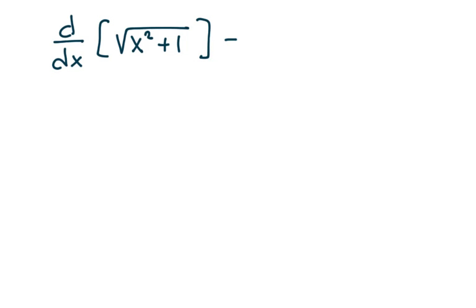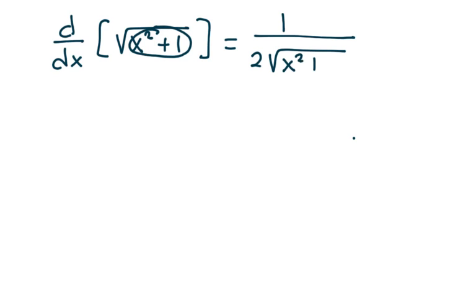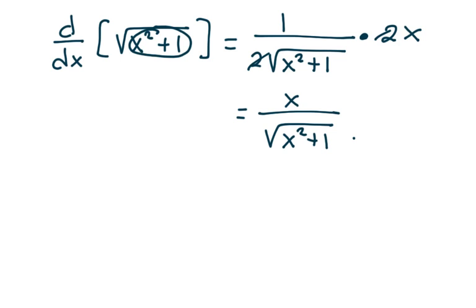Now, if you want to apply this in a broader sense, let's say you want to take the derivative of the square root of x squared plus 1, you would get 1 over, now the outside function is that square root function, so it'll be 2 square root of, now the inside function is x squared plus 1, so I'm going to write that down. But I'm going to multiply by the derivative of x squared plus 1, which is 2x. 2's cancel, and you get x over the square root of x squared plus 1. So that's where that came from.